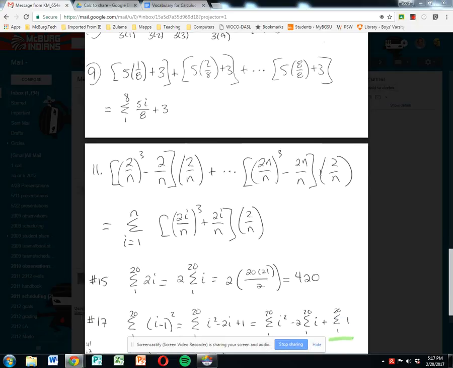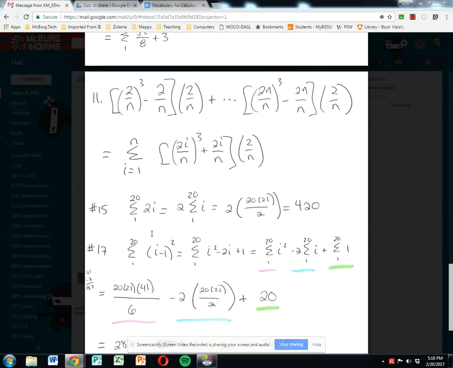It gets a little more interesting as we go on here. Number 11 is one to take a look at. You've got 2 over n cubed minus 2 over n times a quantity of 2 over n. And then this last one, the only difference, they only give us a couple, is 2n over n and 2n over n. So I would tell you that this is a missing 1 here, and this is a missing 1 here, therefore 2i over n cubed plus 2i over n, and this is a lower bound of 1 to an upper bound of n here in number 11.